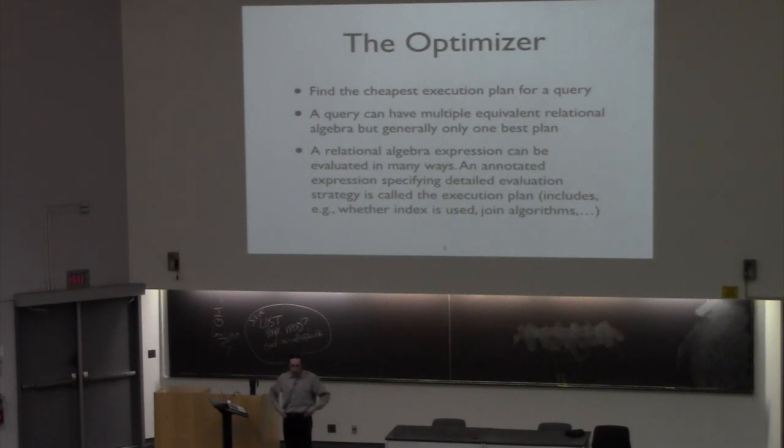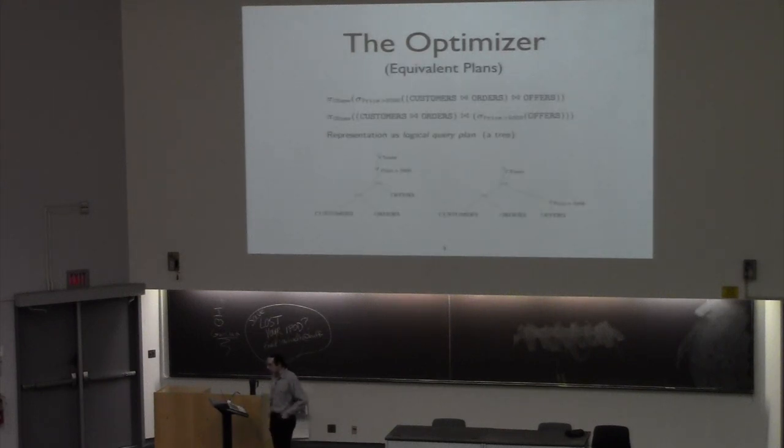So the optimizer is basically going to take this input, this unannotated plan, and it's going to assign these annotations, and it's going to reorder the plan in such a way that it makes it more efficient. To give you a bit of an example here, we have a query taken from the TPCH schema. There's a number of different ways of evaluating that query.